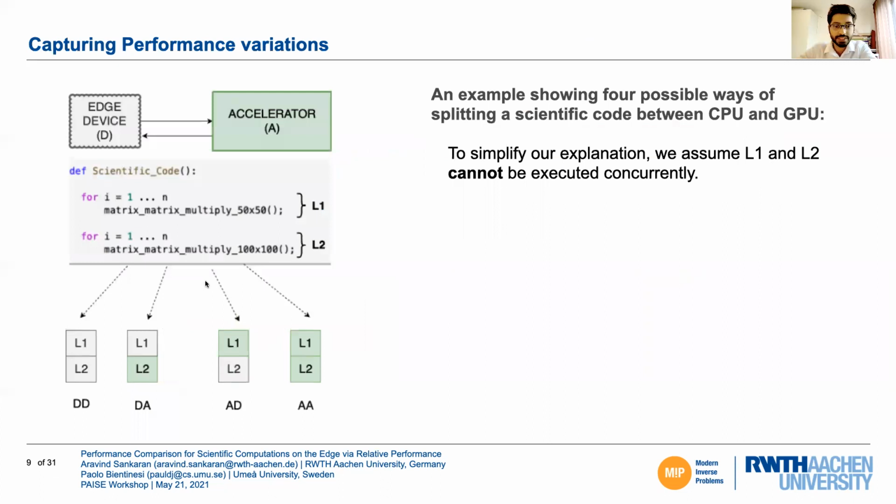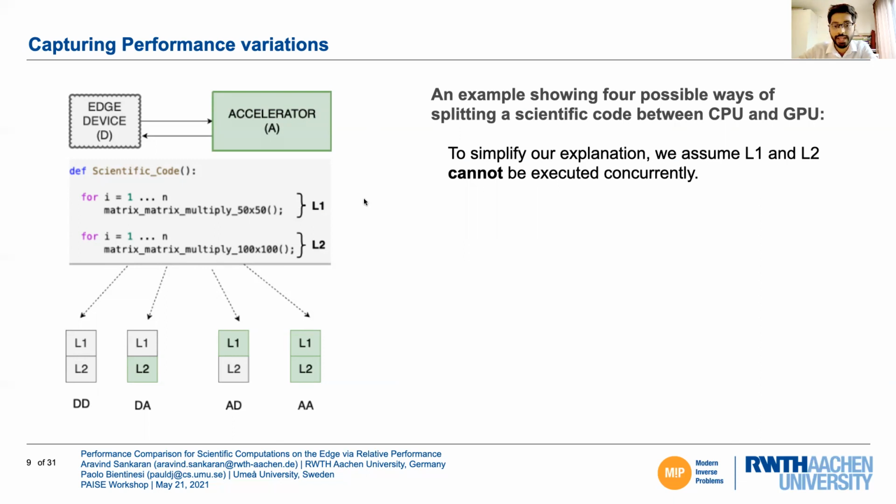Let me start with a simple illustration here. Consider this code where there are two mathematical tasks, two loops, L1 and L2, evaluating some matrix expression. For now, we assume that L1 and L2 cannot be executed concurrently. That is, these loops can run either on a CPU or a GPU. It could be any device, but for now, we assume CPU is an edge device and GPU is an accelerator. And there are 4 possible implementations.